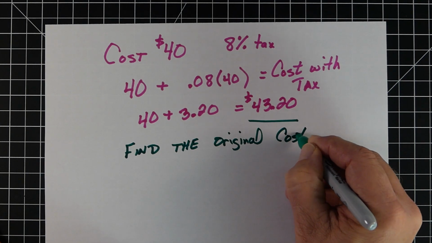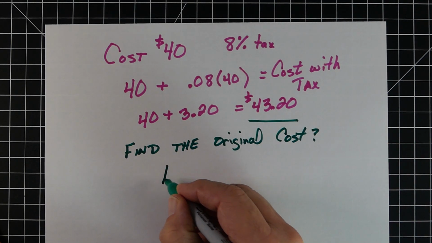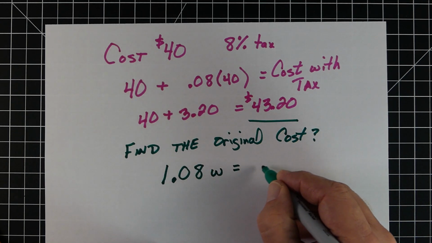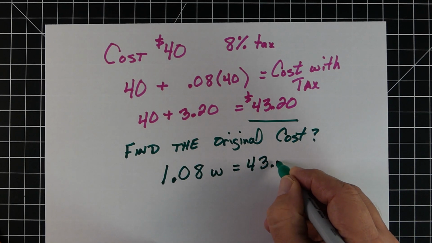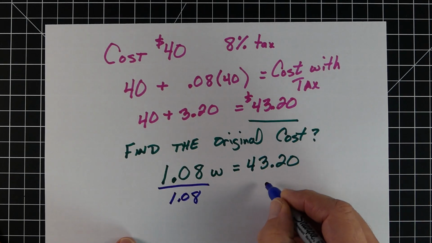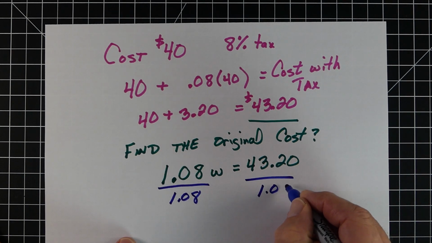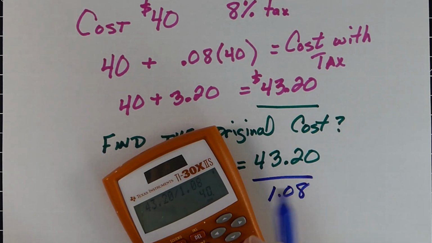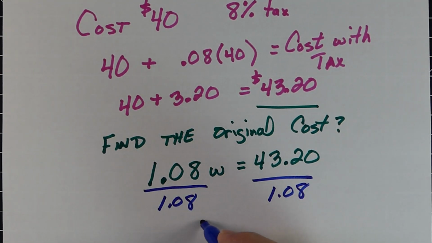If we want to find the original amount, let's say the problem was, what's the original amount of $43.20 with 8% tax? We would use 1.08, where the 0.08 is the 8%, times W equals 43.20, and we're just going to divide both sides by 1.08. On the left side, we get rid of the 1.08, and we just have our variable. On the right side, when I go 43.20 divided by 1.08, we're going to end up with W equals 40.